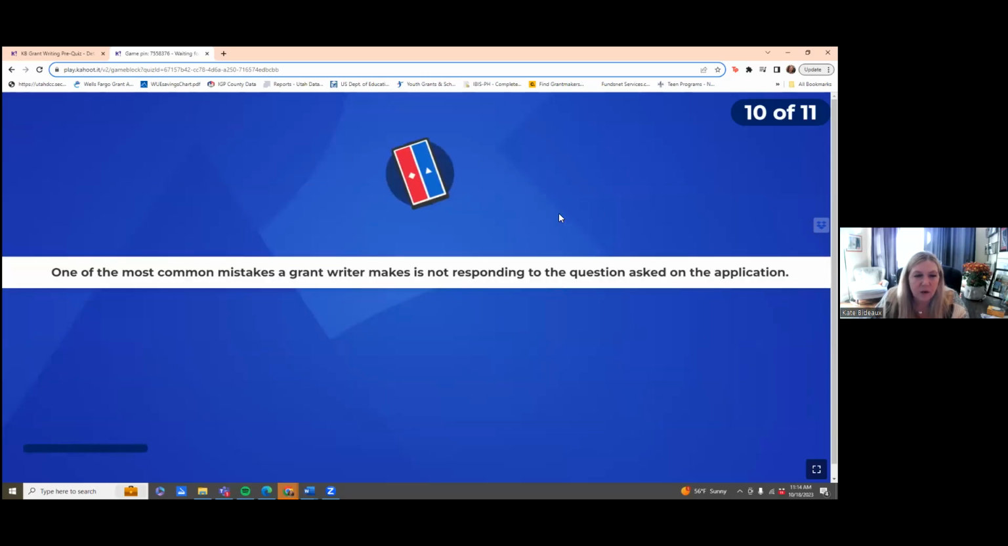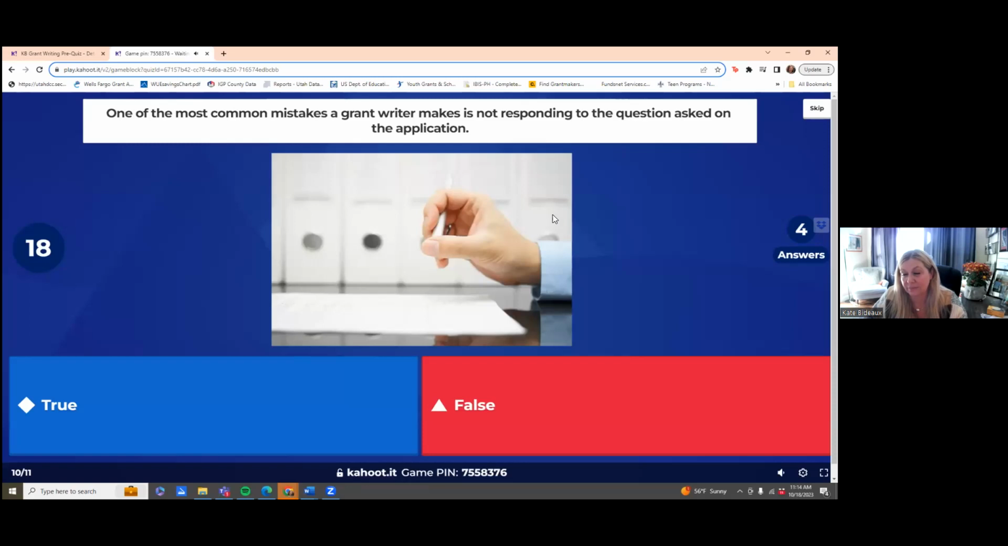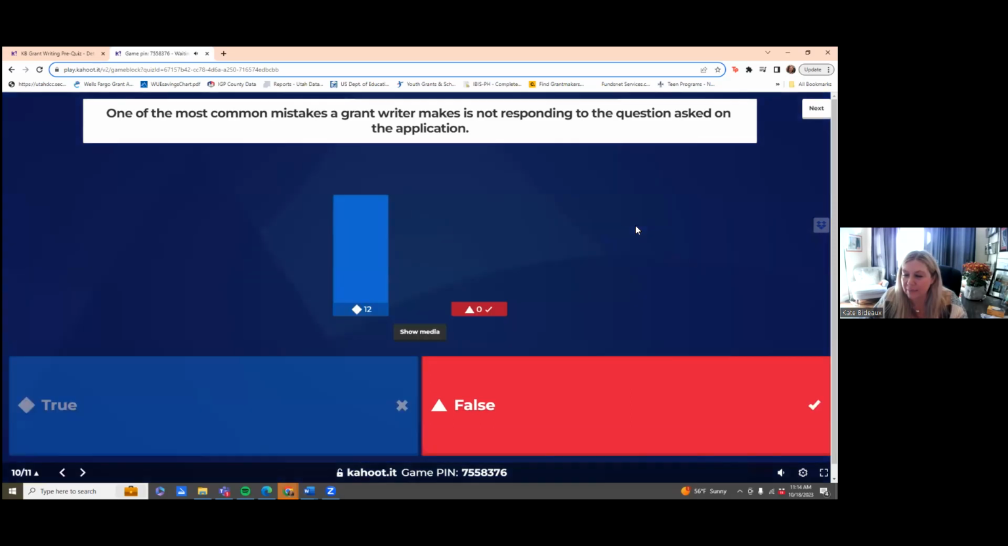10 out of 11. One of the most common mistakes a grant writer makes is not responding to the question asked on the application. True or false? Look at that. Everybody got their answer so quickly. I should have given less time.